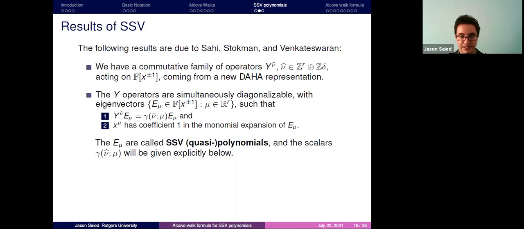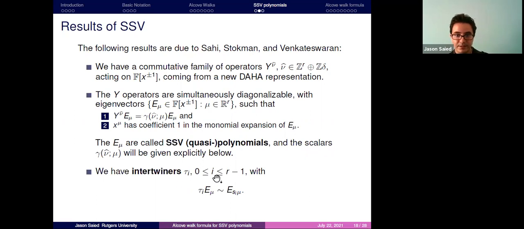And this is what lets us do the Alcove walk formula. In particular, the same intertwiners, tau i, appearing in, say, the paper of Ram and Yip, still work here. These are elements of the double affine Hecke algebra, or the extended double affine Hecke algebra. If you map them through this new DAHA representation to the SSV, they will now intertwine SSV polynomials rather than just Macdonald polynomials. And by this tilde, all I mean is these are equal up to some non-zero scalar that I don't feel like writing down, but we could write down explicitly if we care.